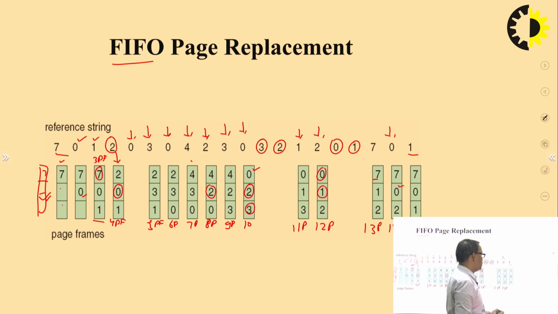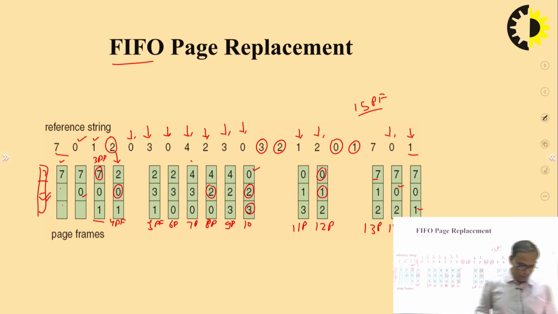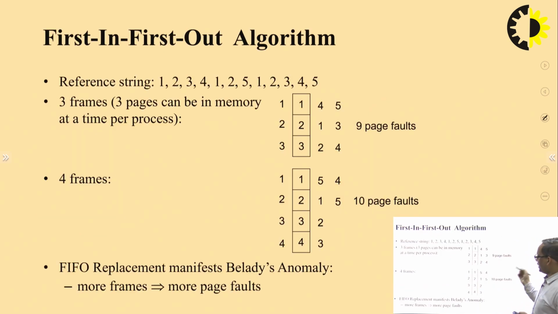Okay, again next reference for the 1 is not present in main memory, so 15 page fault count value will be increased, and 1 is placed here. So in this problem using FIFO algorithm, total number of page fault will be 15. Okay, so this is another example by taking the 4 frame.